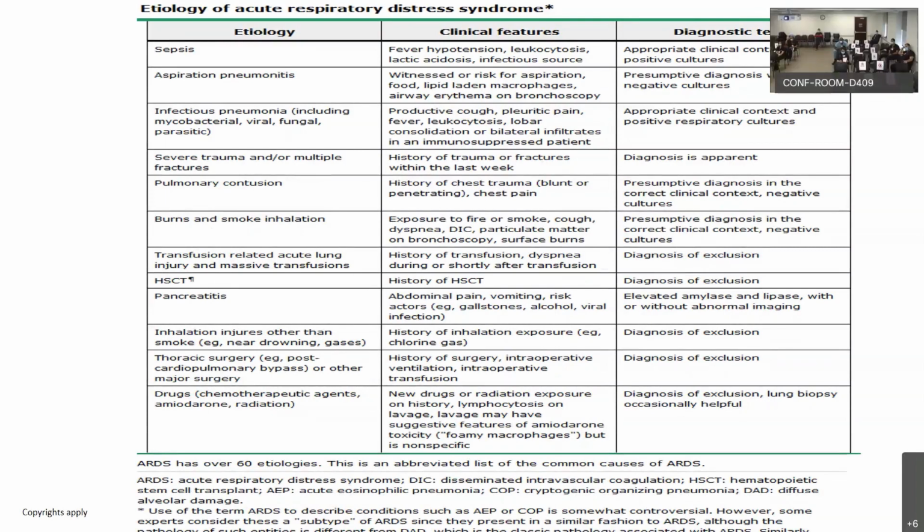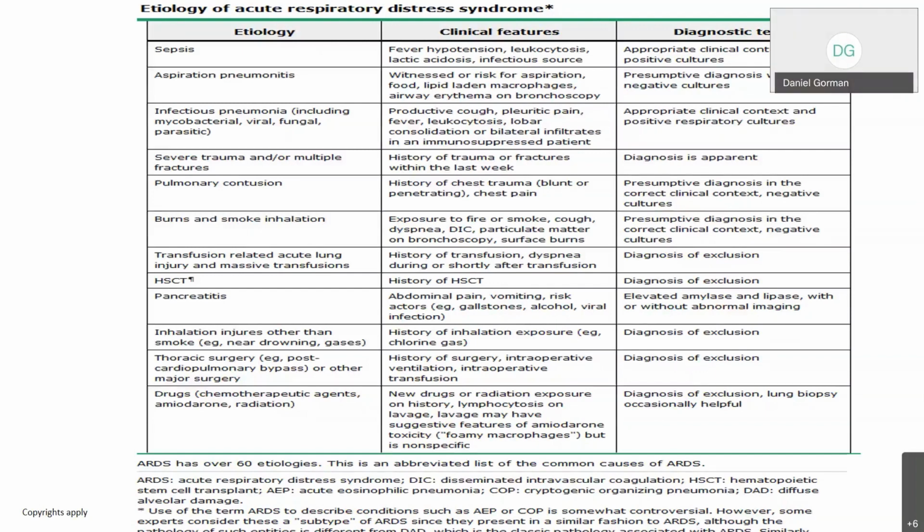So remember that it's heterogeneous. We're saying that ARDS is the fish, but then within the fish criteria, there's going to be swordfish, there's going to be sharks. So remember it's an overlapping definition, but the etiology is innumerable, right? There's a lot of difference.